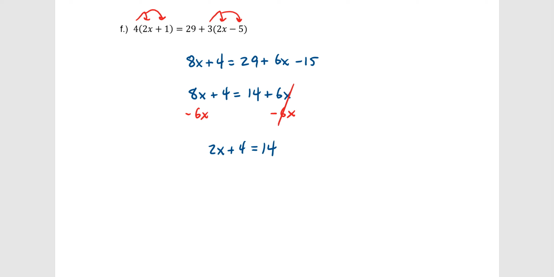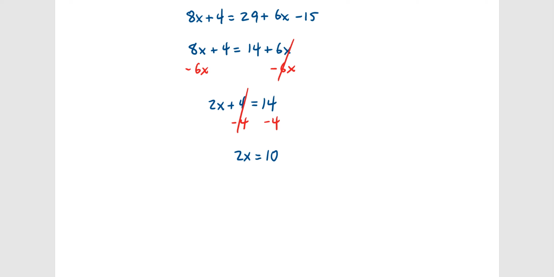Now we have to get rid of that 4 on the left by subtracting it, and we get 2x equals 14 minus 4, so 2x equals 10. And lastly, we just have to divide by 2. So we get x equals 10 over 2, and we get x equals 5.